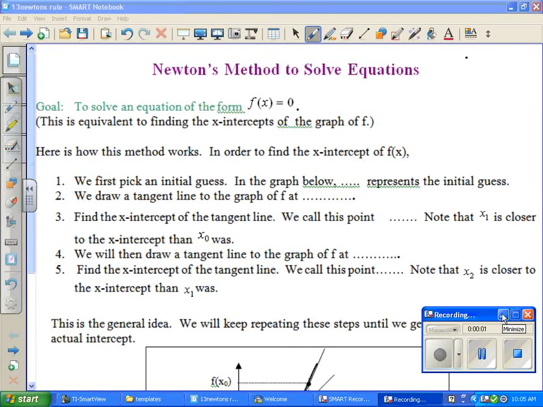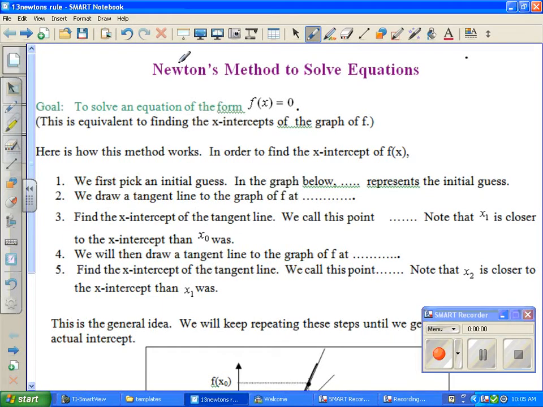Once again, the technique of what is called Newton's method is a technique to solve equations. And think about it, in algebra, you can solve quadratic equations easily, right? There's a formula there. You can solve linear equations easily. You put everything on one side, the variables on the other side, etc.